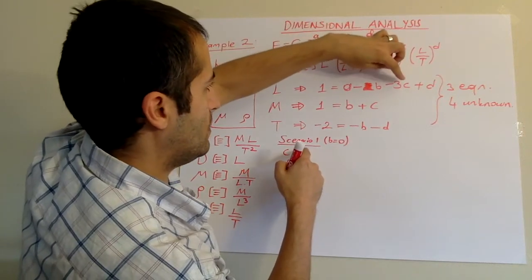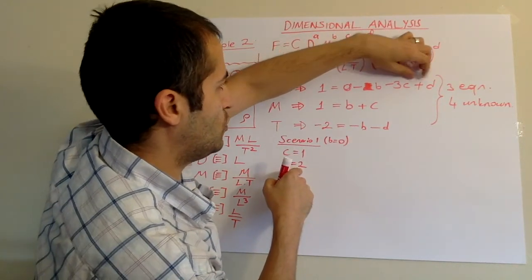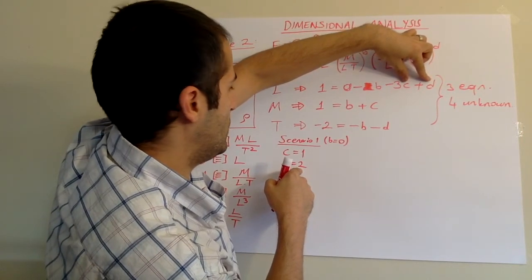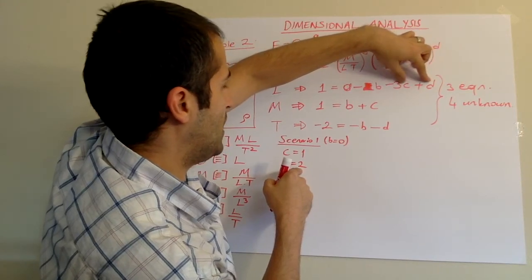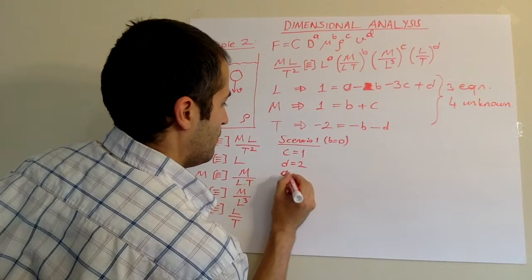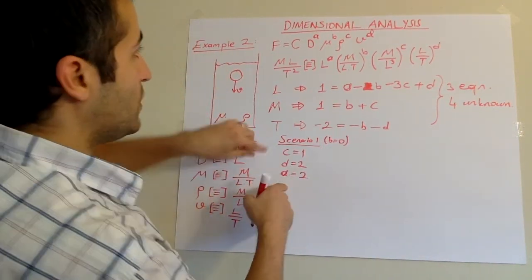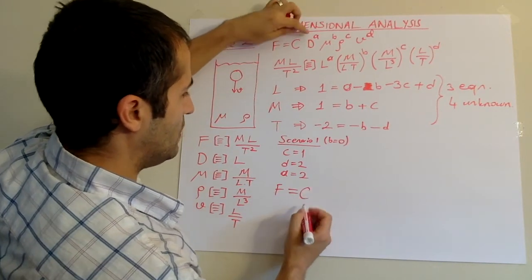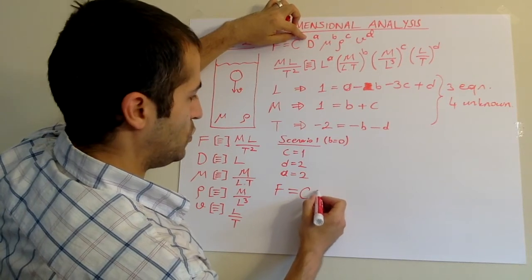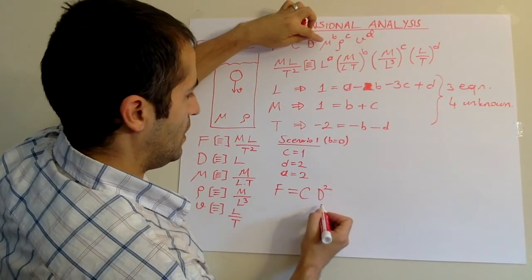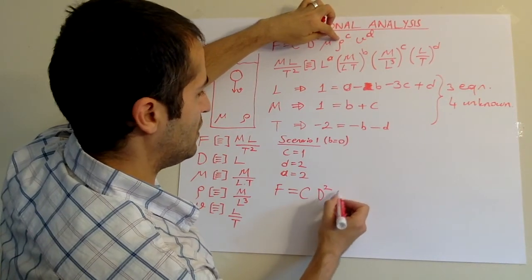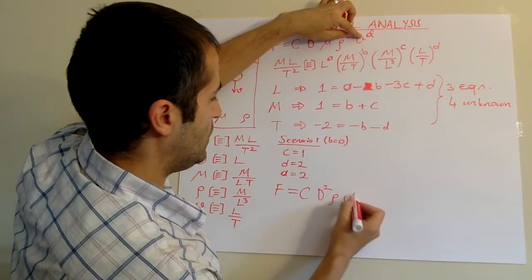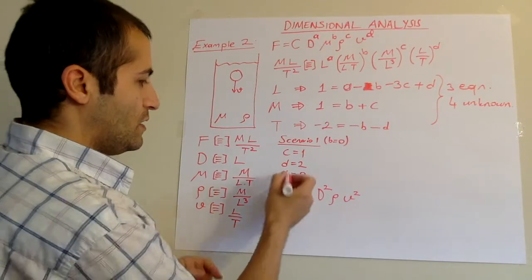And if you set c is equal to 1 and d is equal to 2, you're going to have 0 here. So this is -3 plus 2. This is -1. So a is going to be 2. This is scenario 1. And for this scenario, the drag force is going to be equal to some constant times d to the power 2. We don't have a mu term. We have rho to the power c, which is 1, and v to the power d, which is v squared, because d is 2. This is the first scenario.